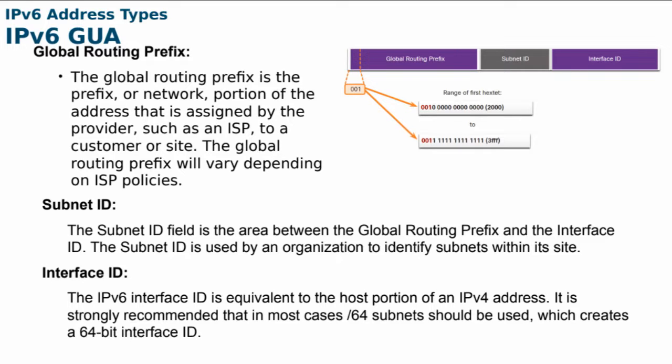Remember the interface ID there, we used to say host ID. Interface ID is equivalent to the host portion of IPv4. It is strongly recommended that in most cases a /64 subnet should be used, which creates a 64-bit interface ID for simplicity. Don't make it hard on yourself as an administrator. All right? So the interface ID is 64-bit.